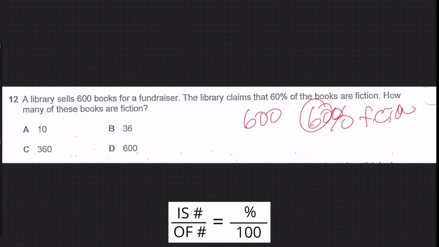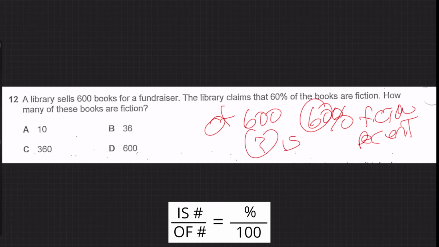What we don't know is, out of that 600 books, the 60% that sold that were fiction, what number is that out of 600? That's what we're missing. So let's plug these numbers in. We've got the of number, we've got the percent, we don't know the is number, all right?